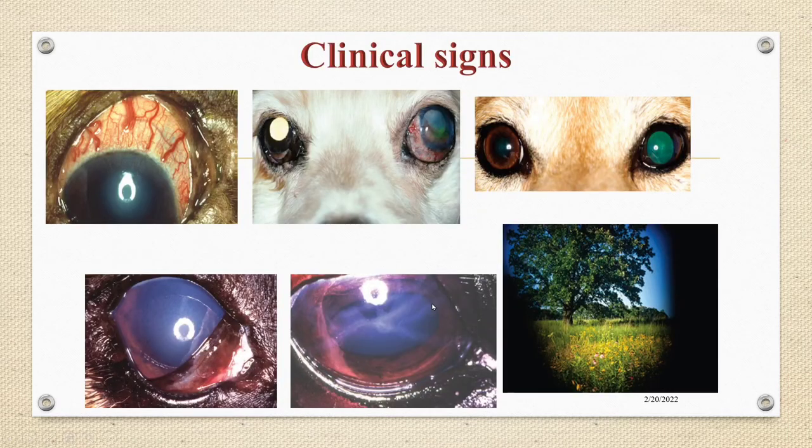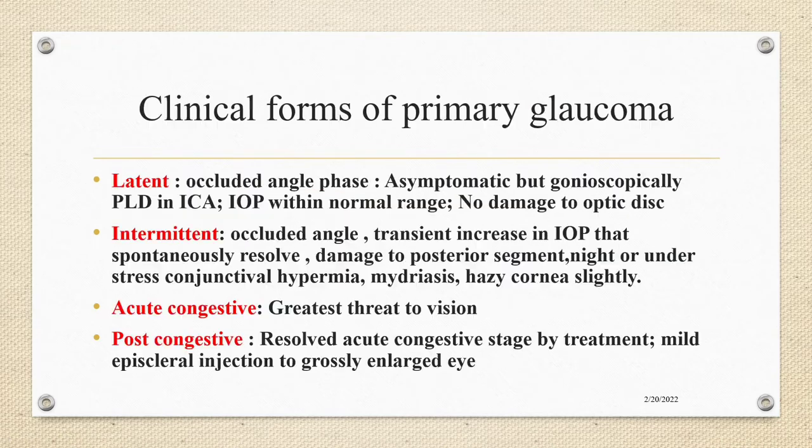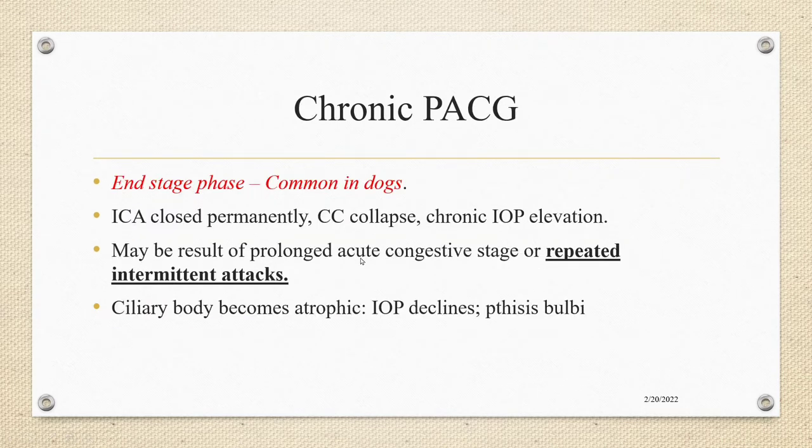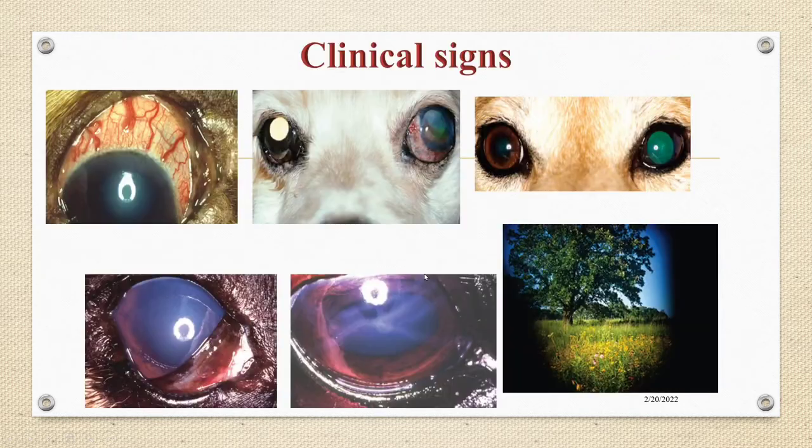So this chronic primary angle closure glaucoma we will see either because of the prolonged acute congestive stage or repeated intermittent attacks. As time goes on, the ciliary body becomes atrophic, so there will not be any production of aqueous humor, and we can see the IOP decline and phthisis bulbi at the end stage of the glaucoma.